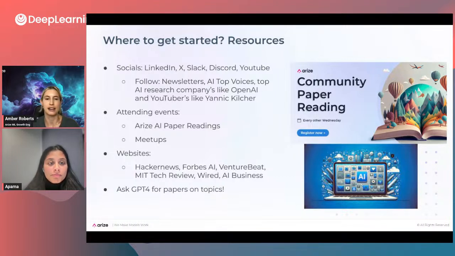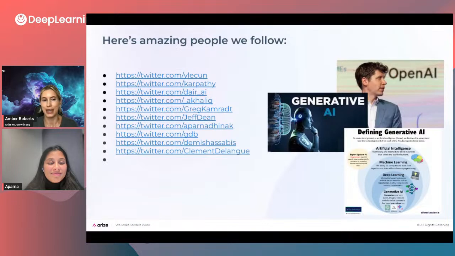I would say things like Forbes AI and VentureBeat are really good if you're in industry and you want to know what other companies are leveraging. And someone on our team said that they actually just asked GPT-4 for papers on a given topic. So you can try that approach. And you will be having access to these slides, so don't worry about screenshotting or taking these all down now, but just some people that we follow on Twitter who are on the cutting edge of the research that is coming out in the field.